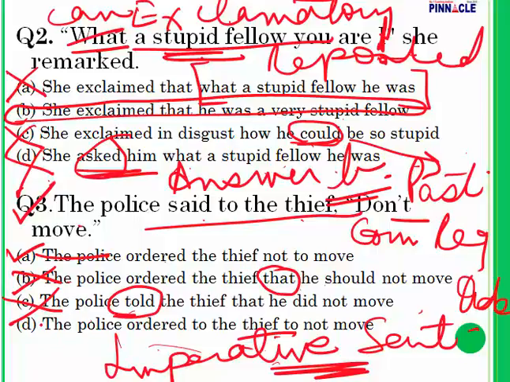Let's look at D. The police ordered the thief to not move. This to not is incorrect. We have to use not before to. This is incorrect. The police ordered the thief not to move. Answer is A.